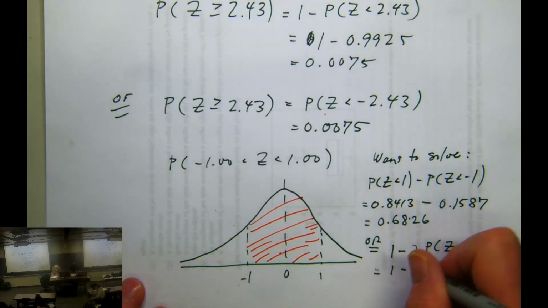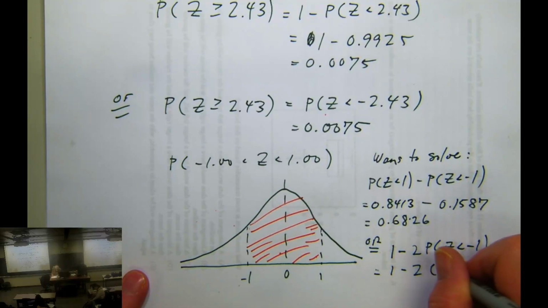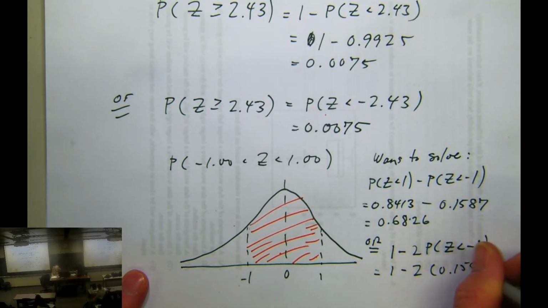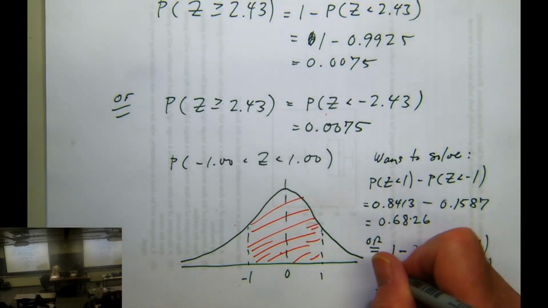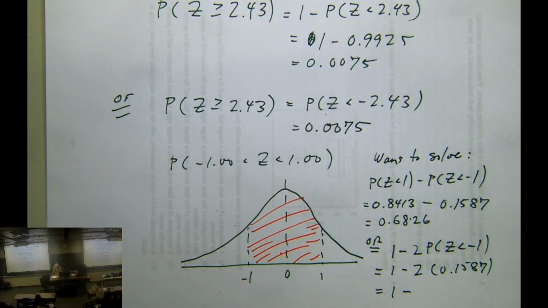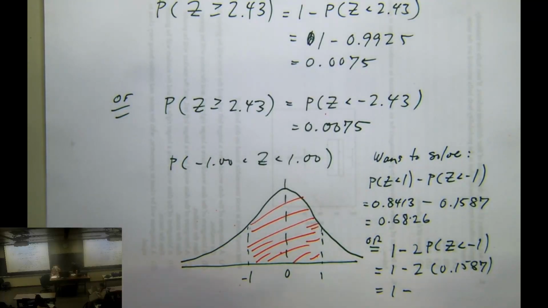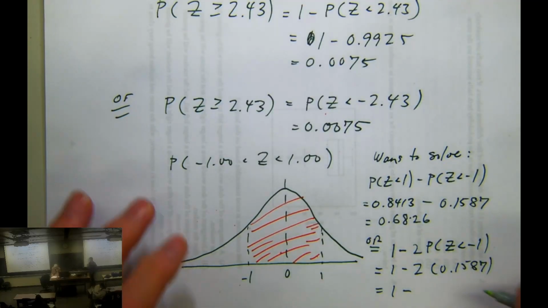So let's go 1 minus 2 times 0.1587. And so what have we got? It works out to 0.6826. Nailed it. I used the result. Oh, you just did it all. Well, you are very fancy.